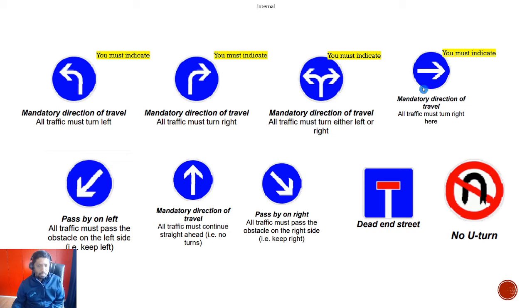And if you see something like this, and there is an obstacle, you must pass the obstacle from the left. If you see this, it tells you that you can only go straight ahead and cannot turn left or right. And if you see this, it tells you that you must pass an obstacle which is on the right. This tells you that there is a dead end street. And this tells you that you are not supposed to take a U-turn.